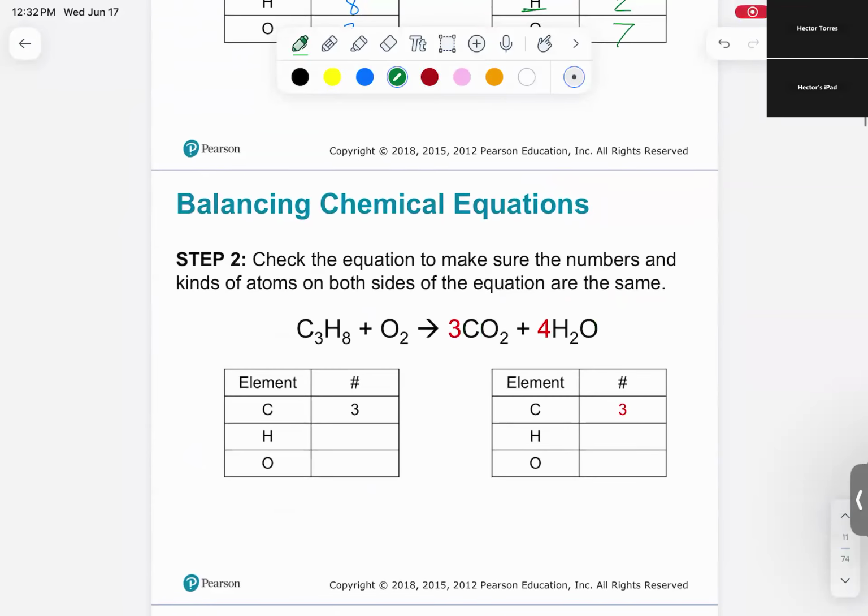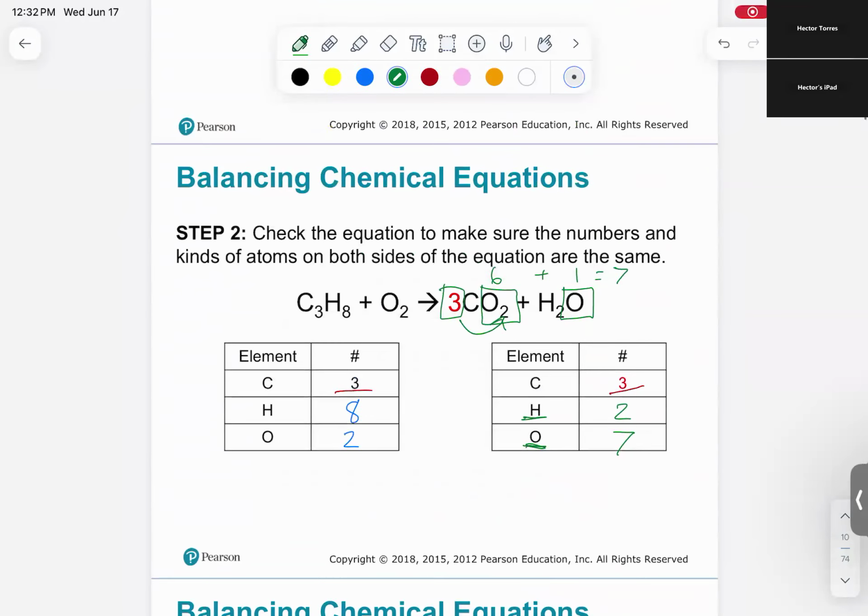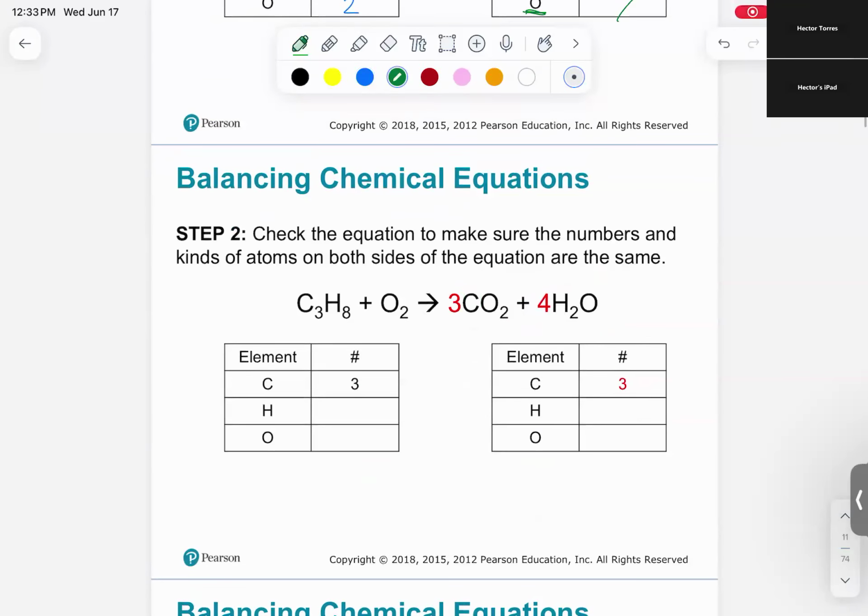To fix that, we can look at our hydrogens. I have 8 here and I have 2 here. The way we can get them even is by timesing the products by 4, because 2 times 4 gives me 8, and that's what I want. So I'm going to put a coefficient right here, which is 4. Now, let's go down here. We changed that coefficient to help us match our hydrogens. So let's double check and see if that worked.